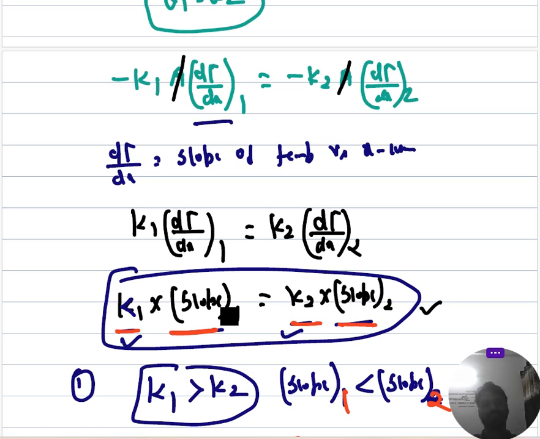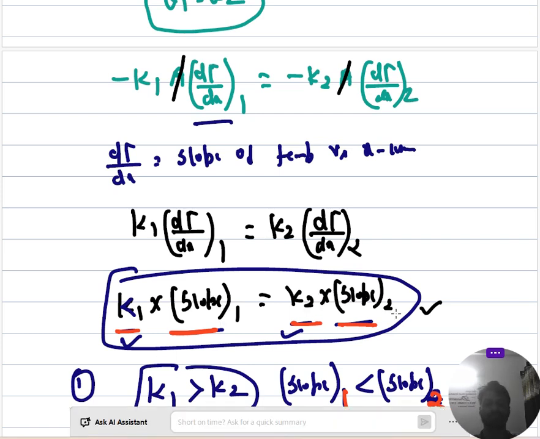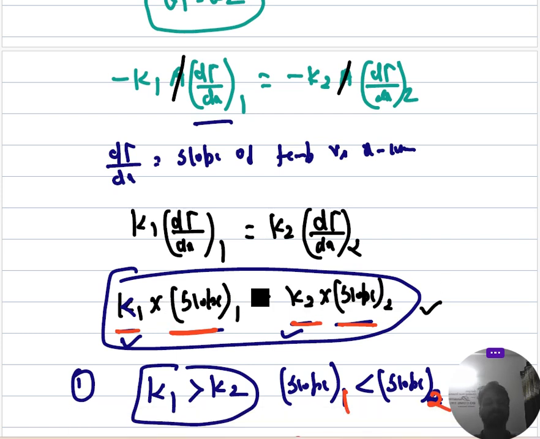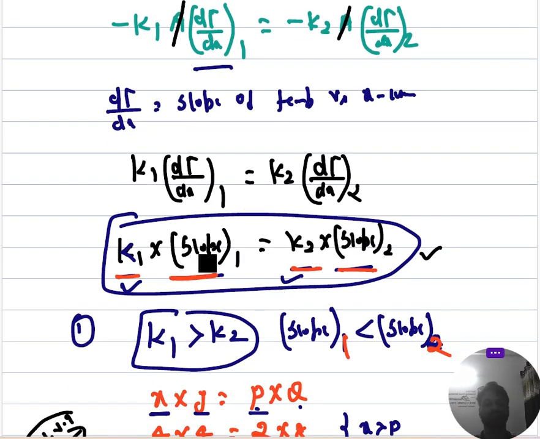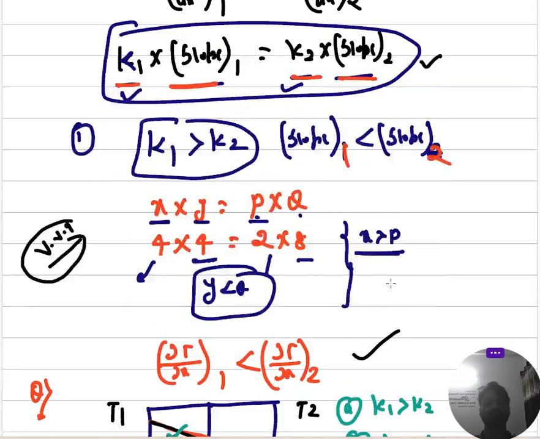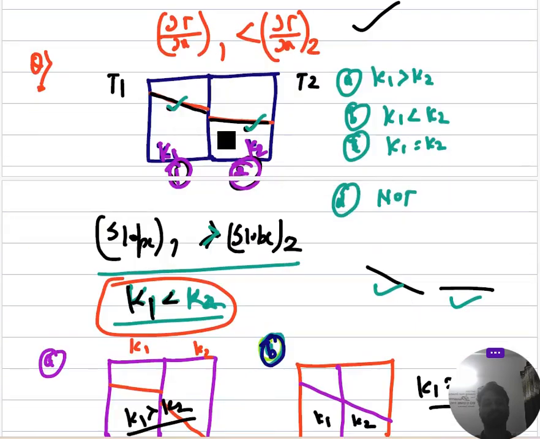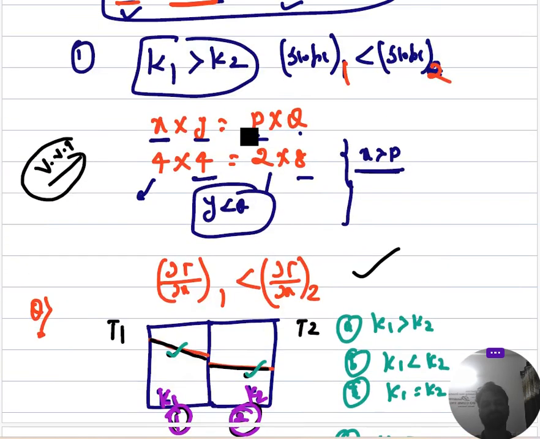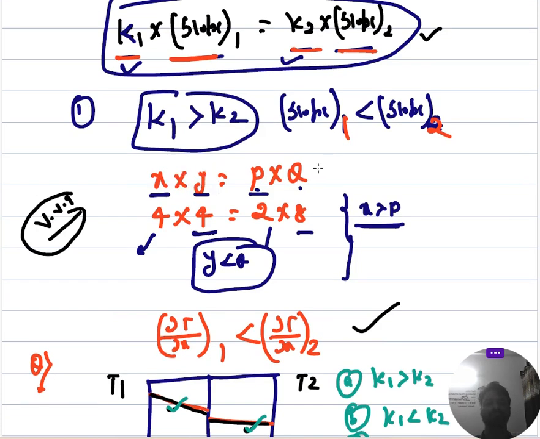So the rate of heat transfer is the same, and if, let's say, K1 is greater than K2, then if both of these things have to be equal, definitely slope 1 will be less than slope 2. Sometimes they can give you this kind of curve, and you are supposed to calculate the thermal conductivity relation if the slope is more in the first compared to the second. These kinds of questions can be asked, but you have to understand that if the multiplication of two quantities is the same, then how these things can vary. Sometimes analytical skills will be required here, so you have to think in that way.